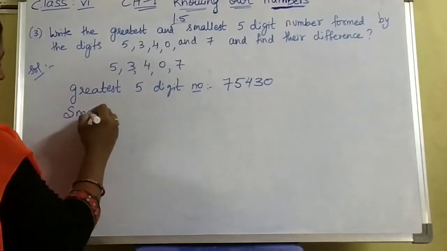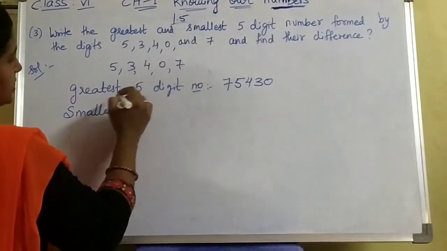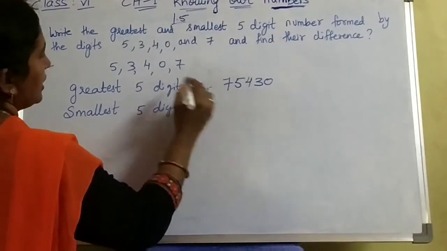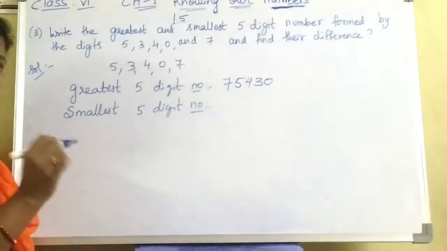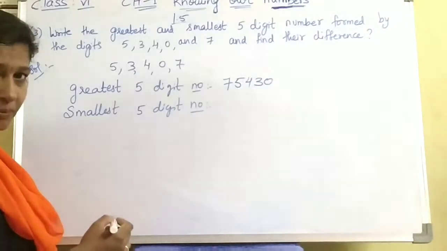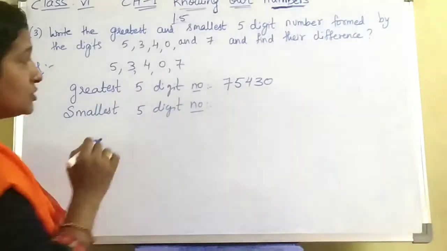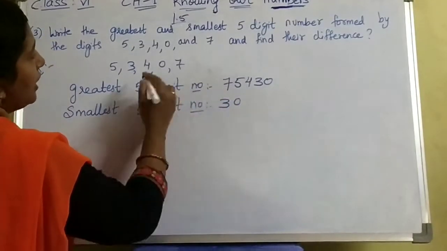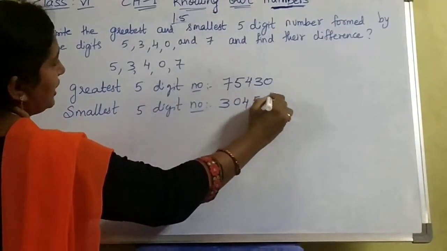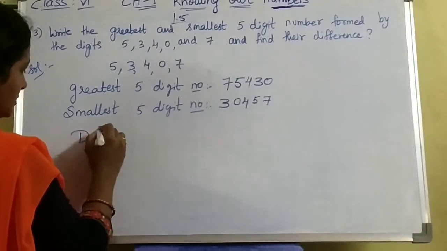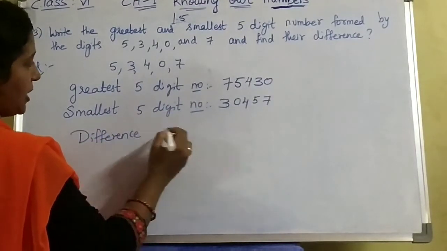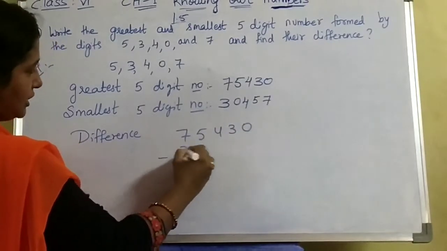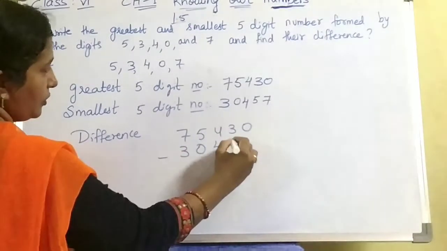And what is the smallest 5-digit number here? Using the digits. 0 is the smallest, but if you write 0 first, it will become a 4-digit number. So you should not write 0 first. So what is the next smaller number? 3. After 3 you should write 0. Next 4. Next 5. 7. Now we should find the difference. Difference is nothing but subtraction. So 7, 5, 4, 3, 0 minus 3, 0, 4, 5, 7.